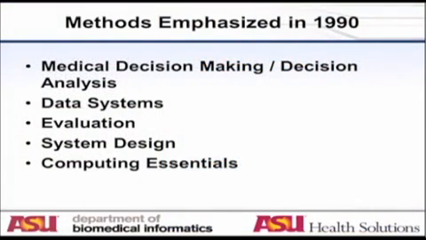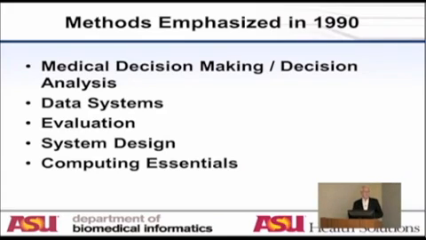So we divided the book from the beginning into the methods and the applications. And it's interesting, I don't think we were as aware of the importance of that distinction right in the early days, but the first part of the book is about methods, and these were the only method-oriented chapters in the first edition. Medical decision-making and the methodology of that. Something about computing, data systems, how data are managed, and essentials of computing and system design. There was a chapter on evaluation, and that was kind of it for methods.